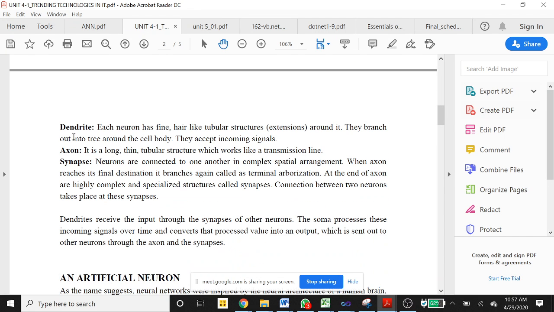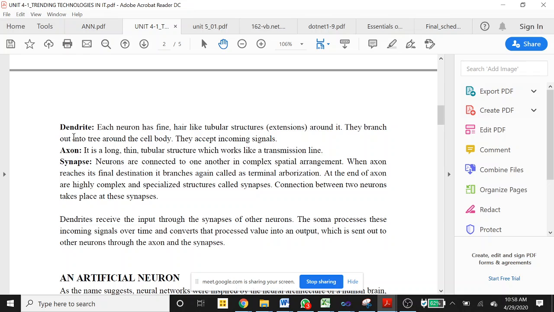Then dendrites. Each neuron has fine hair-like tubular structures, an extension around the cell body. These structures are called dendrites. They are used to accept the incoming signal.